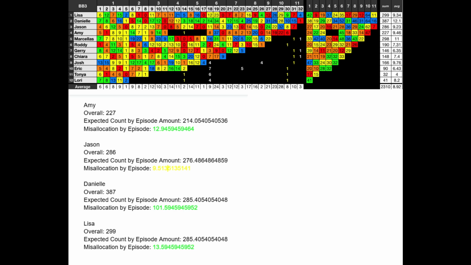Amy has an overall diary room count of 227, and the expected count by episode amount based on the amounts that she was in is 214. This means that her misallocation is 12, which is a pretty good number and it's just a bit over the average balanced amount. Though in general, I still think she got a very balanced edit.